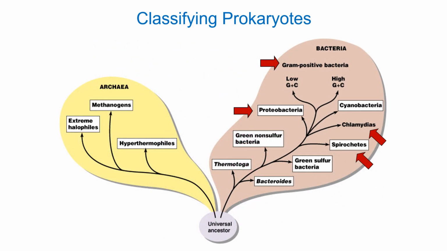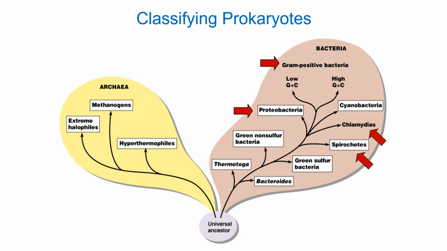Here's a simplified phylogenetic tree for just the prokaryotes. You can see with the archaea, we have the extreme halophiles. They love salt. We have the methanogens. We have the hyperthermophiles. They live in water that can be at the point of boiling. So we talked about those groups. And then in bacteria, I've used some arrows to pick out the groups we just talked about.